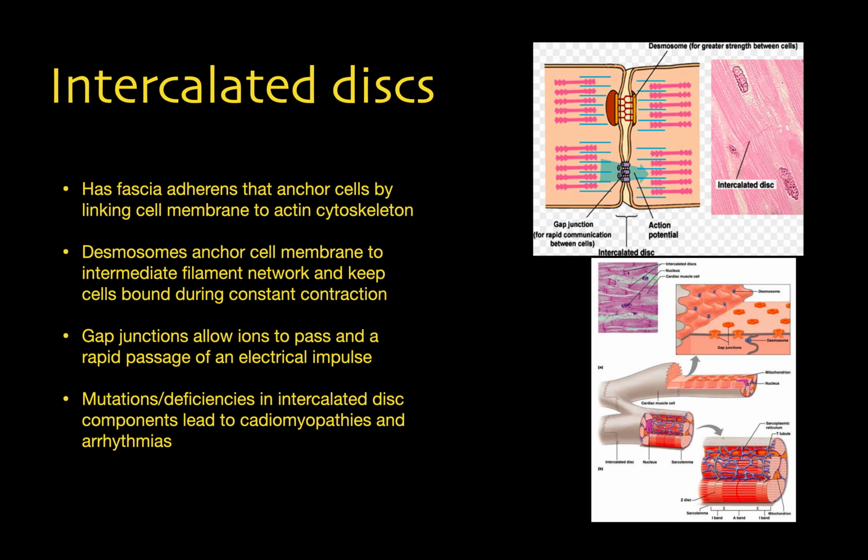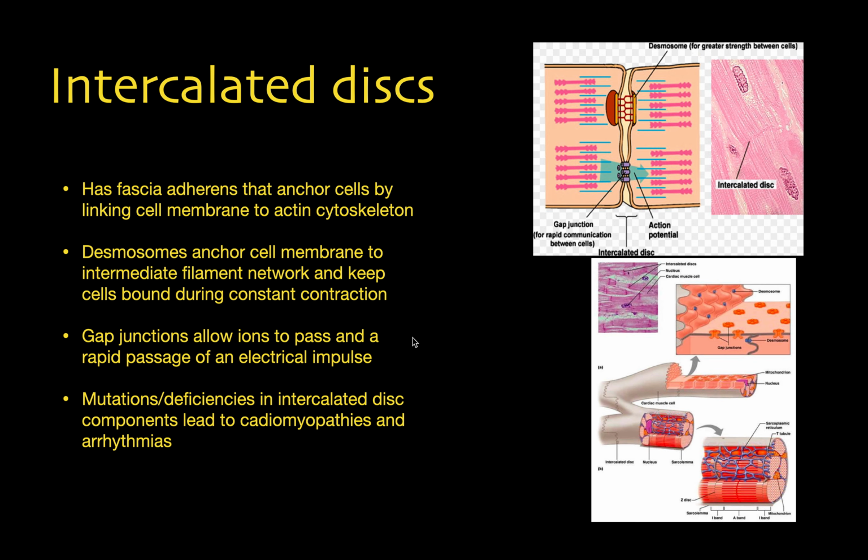So the intercalated discs have fascia adherens that anchor the cells together by linking the cell membranes to the actin cytoskeleton. The desmosomes are the spots, and they anchor the cell membrane to the intermediate filament network and keep the cells bound during constant contraction. So since the heart is always contracting, they have these two attachments. So these cells are quite strongly bound together.